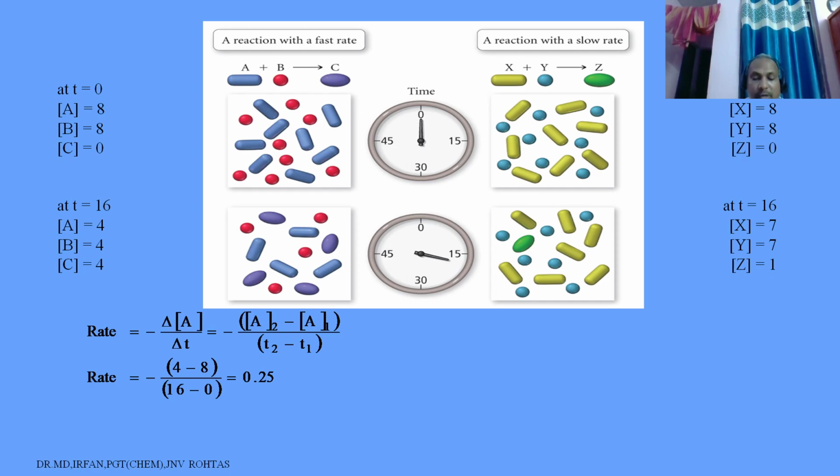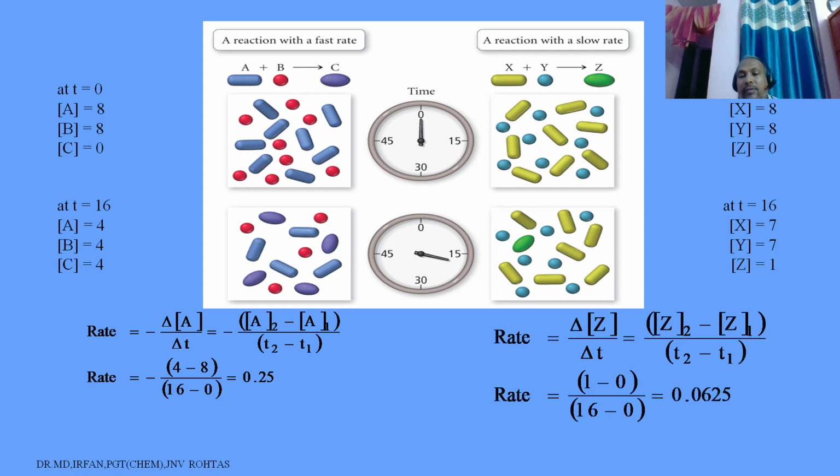Thus we get 0.25. Similarly, for the slow reaction, when the rate is determined with respect to the product, then rate is equal to change in concentration of product Z upon time interval del T, which implies (Z2 minus Z1) divided by (T2 minus T1). The value of change in concentration of product is 1, and the time interval is 16. Thus we get the rate 0.0625.